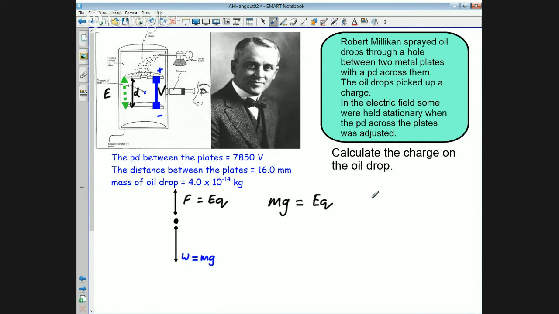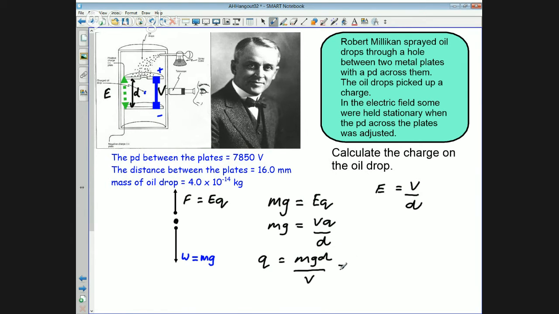But we do know the electric field in a uniform electric field between two plates. The electric field is given as the potential difference divided by the distance between the plates. So we can rearrange that to give us mg is equal to VQ all over the distance between the plates. We're asked to find what the charge Q is. So Q, if we rearrange, cross multiply, is going to give us mg times d divided by the potential difference between the two plates. So that's that one done there.